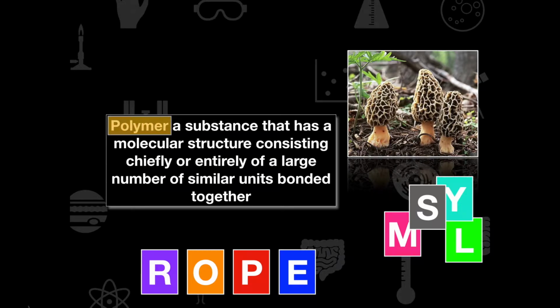When we're talking about a polymer, it is a substance that has a molecular structure consisting chiefly or entirely of large numbers of similar units bonded together, just like the word polymer. I can rearrange all of these different words to make different things, and the arrangement of the letters makes different words. This is the same thing when we're talking about biochemistry, polymers, and monomers.